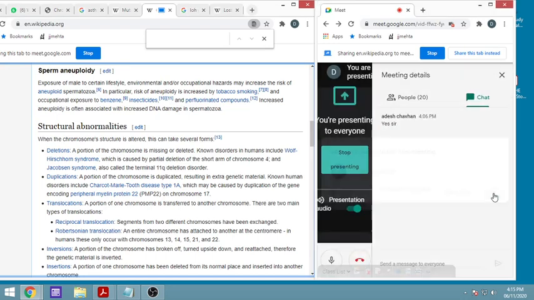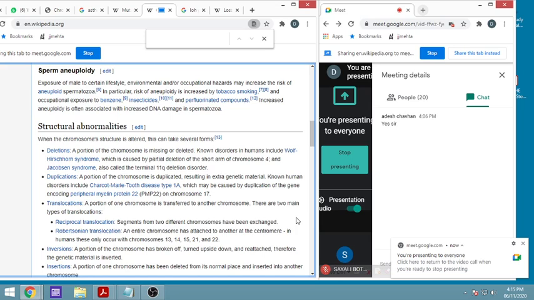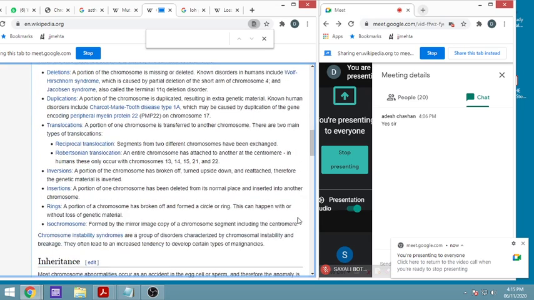Inversion is another problem which can occur, where a portion of the chromosome has broken off, turned upside down, and then reattached. While reattaching, the genetic material is inverted, meaning it is broken, and the portion which was towards the telomere comes towards the centromere. So that is turned upside down, and because of that the whole genetic sequence is reversed, it is inverted. Then insertion: a portion of one chromosome has been deleted from its normal place and inserted into another one.